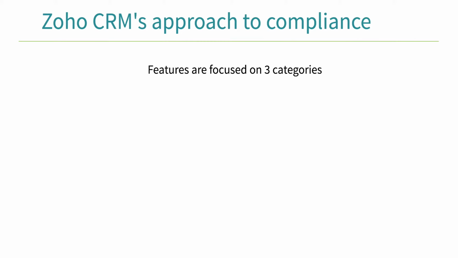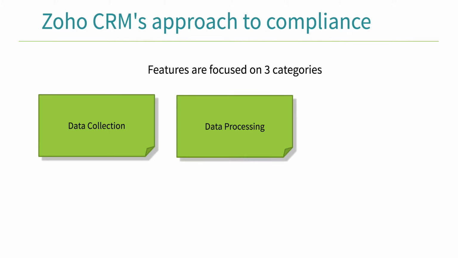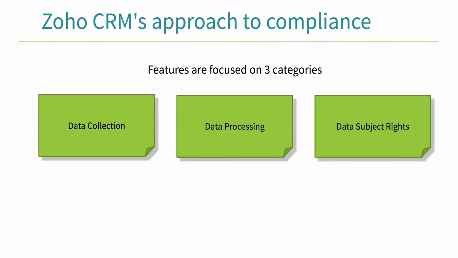This brings us to our features. For GDPR, we've designed features to address 3 broad categories: data collection, data processing, and data subject rights. For data collection, it's important to know where your customer's data is being pushed into Zoho CRM and also validate the interest of that customer in what you're offering through a double opt-in mechanism. You can ensure quality leads and dedicate resources on following up with people who want to hear from you.